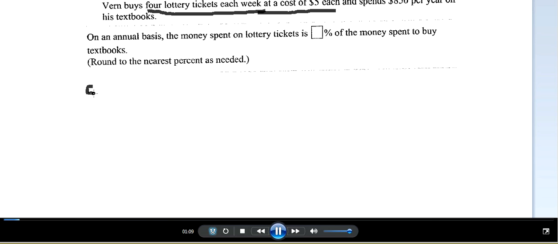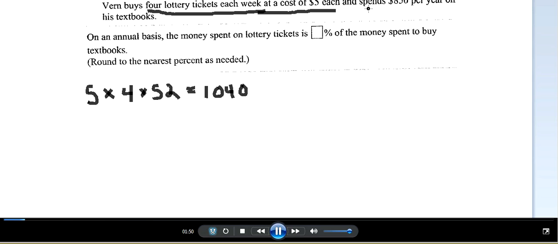So that's going to be 4 lottery tickets at $5 each a week, and for 52 weeks then, 52. Okay, so that looks like that's going to give me 850. Nope, it's going to give me 1,040. This equals 1,040.